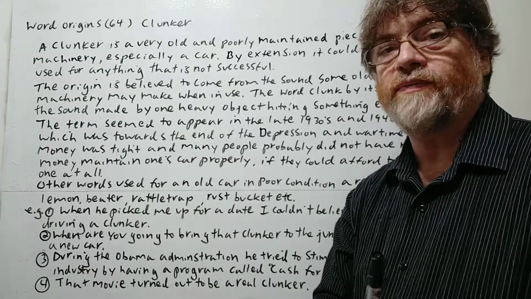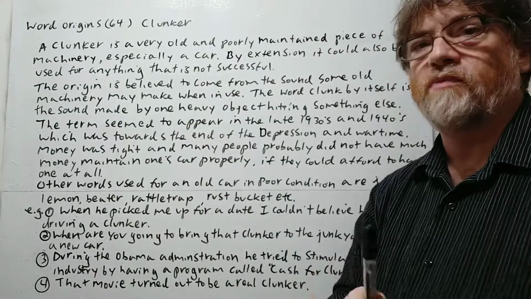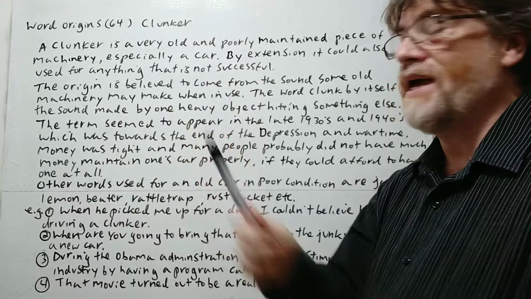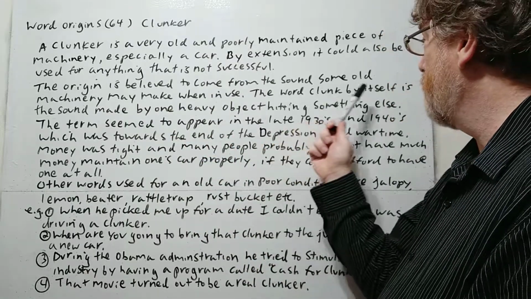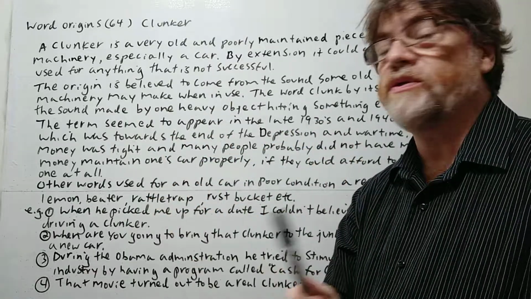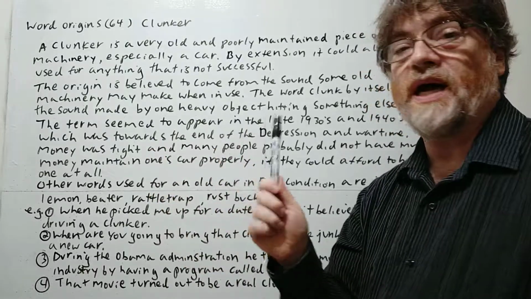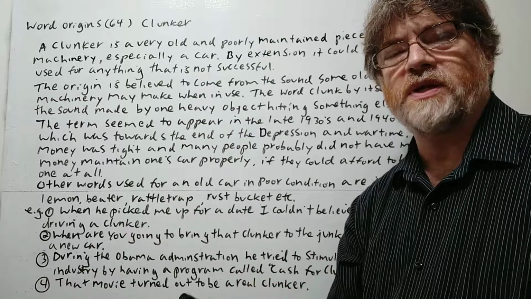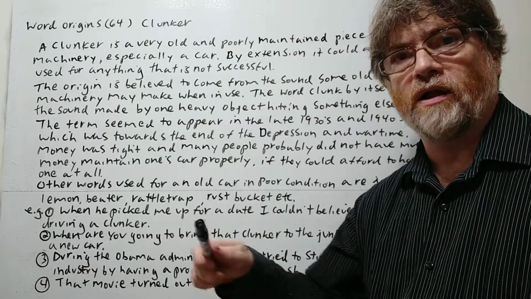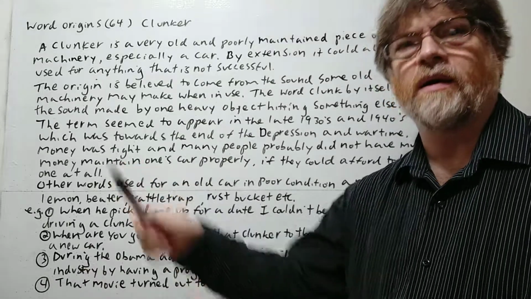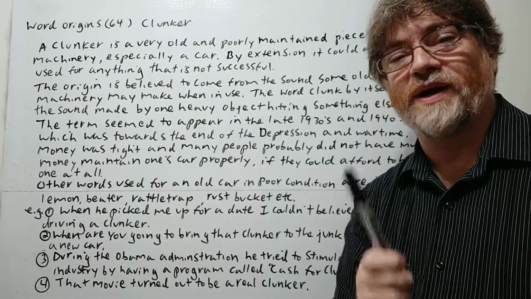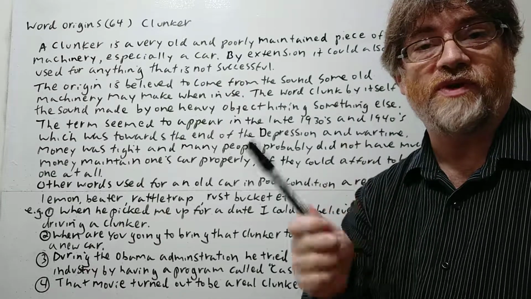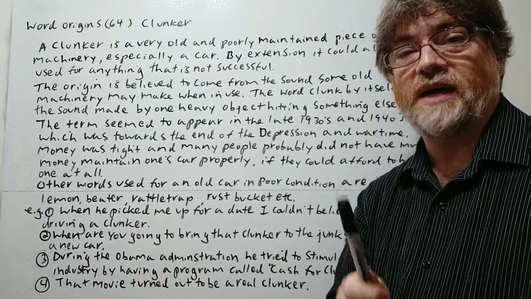Okay, let's continue. The origin is believed to come from the sounds some old machinery may make when in use. The word clunk by itself is the sound made by one heavy object hitting something else. So with a car, especially if it's driving down the road, we hear clunk, clunk, clunk. That's where the origin really came from, that they referred to this old car that's not maintained well as a clunker.